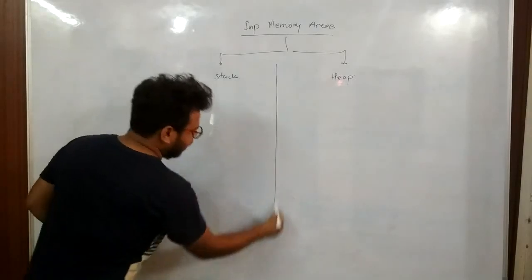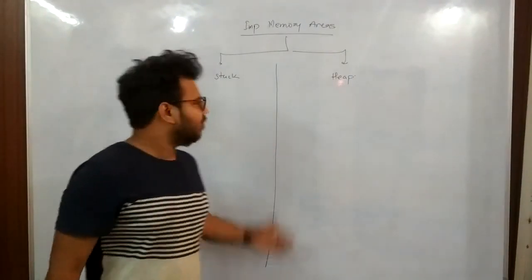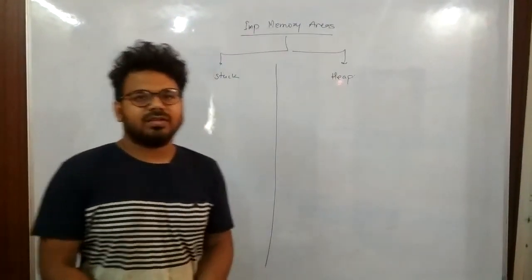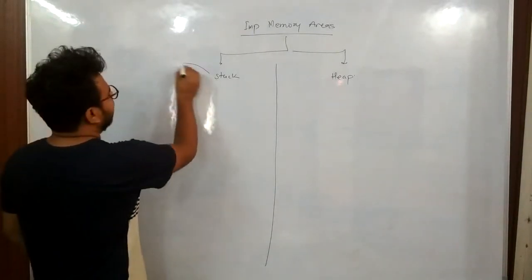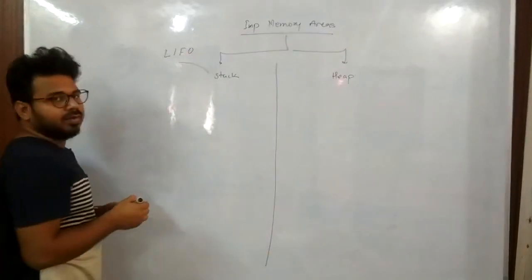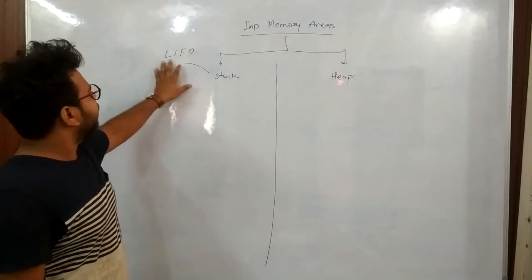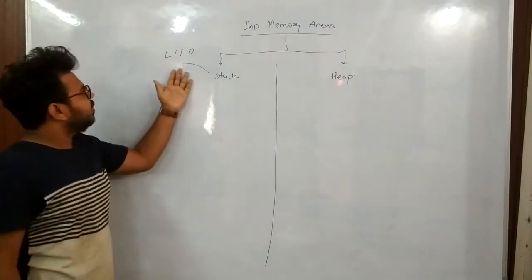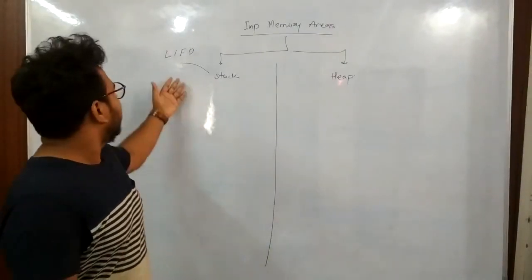So let us see about the stack here. What happens and how stacks are formed. What is stack? Stack is basically a collection which is based on the last in first out principle. Okay, so stack is a collection based on the last in first out principle. And what does this mean, last in first out? Let me tell you about it.